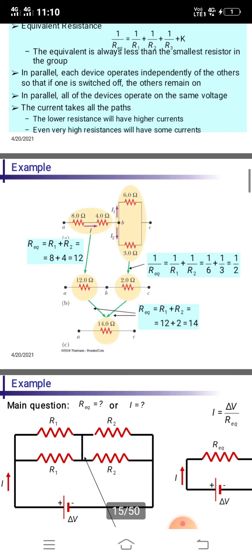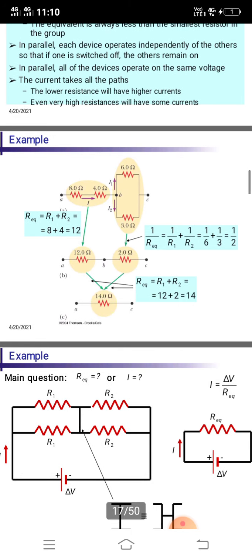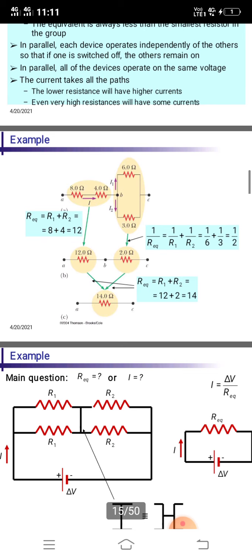Then the 6 ohm and 3 ohm resistors are in parallel. When it comes to a parallel circuit, we will get 1 by 2. Those two resistances are connected nearby, so for the calculation both are in series. Finally, we will get R equivalent equal to R1 plus R2. So the 12 ohm resistance comes from the resistances in series, and the 2 ohm resistance comes from the resistances in parallel.